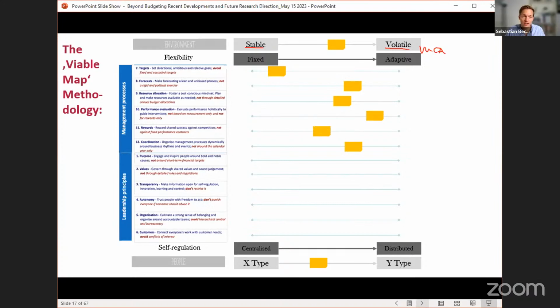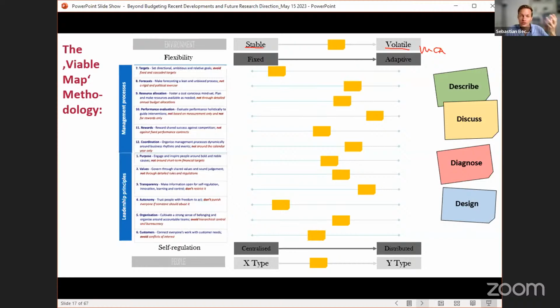So how do we set targets? How do we evaluate performance? What's our purpose? How autonomous are people? Where are we on this? Then we can workshop this and place these Post-its on our management model. So this is basically the recent development in Beyond Budgeting, this new methodology to map your management model. I hope this became sort of clear. So basically, it's like the canvas for business models.